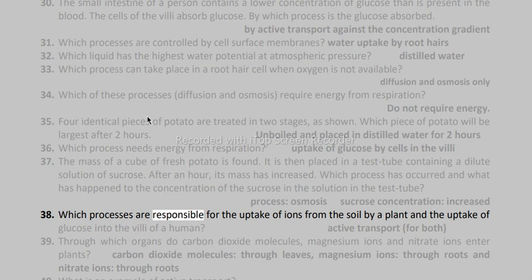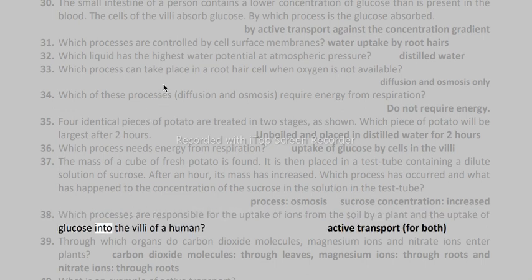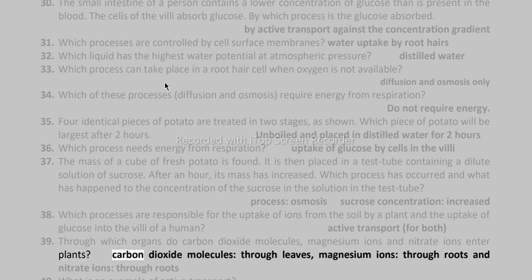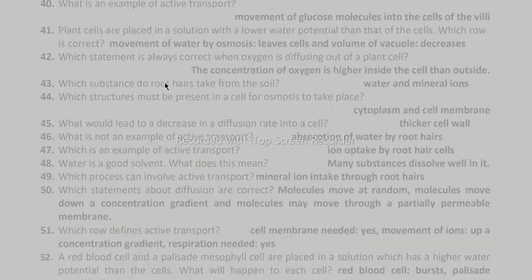38. Which processes are responsible for the uptake of ions from the soil by a plant and the uptake of glucose into the villi of a human? Active transport for both. 39. Through which organs do carbon dioxide molecules, magnesium ions and nitrate ions enter plants? Carbon dioxide molecules through leaves, magnesium ions through roots, and nitrate ions through roots.